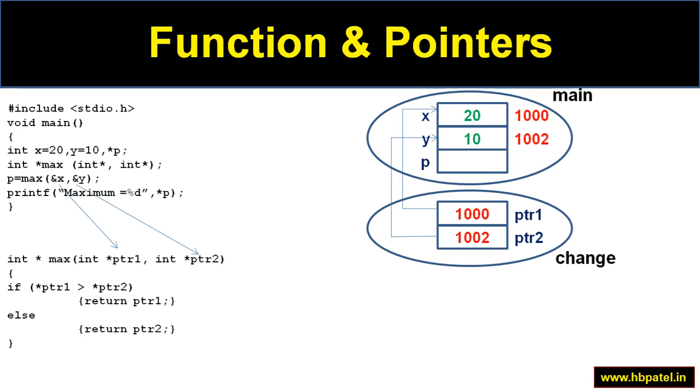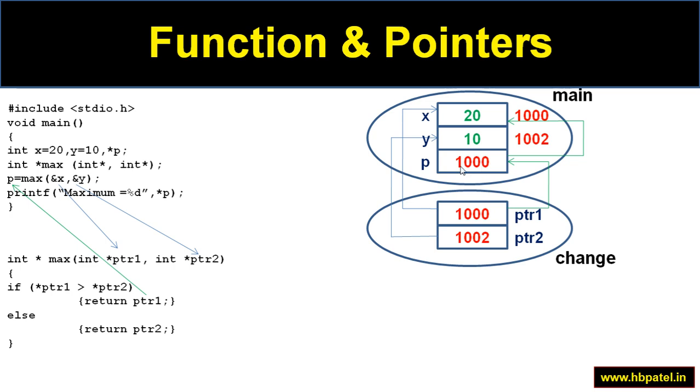Star PTR1 is nothing but content being pointed by PTR1. So that is 20, and star PTR2 is 10. So 20 is greater than 10. Yes. So in that case, return PTR1. So what is PTR1? 1000. So I am returning 1000. That 1000 is returned and it is copied into P. So now P becomes 1000.